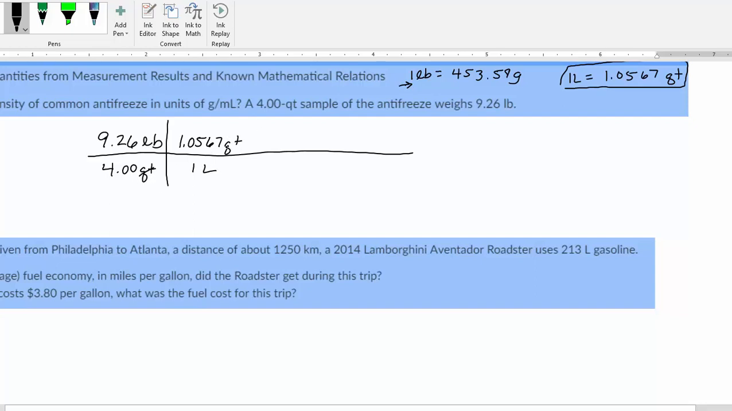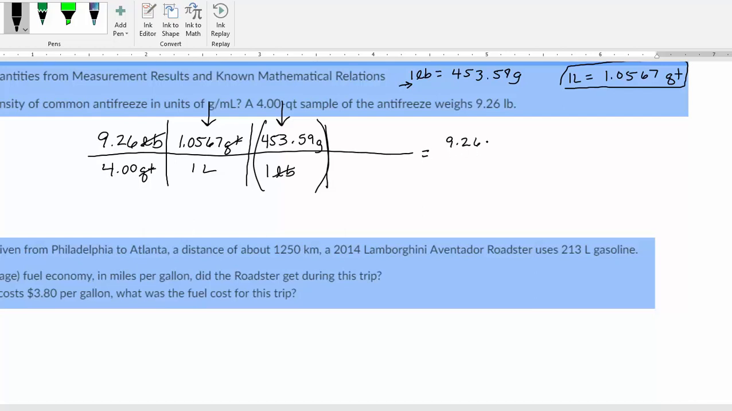Now I'm going to convert my pounds into grams. Remember, between each of these fence posts here, we have an equivalency. So this and this, they are different, but they are their own equivalency expression. So once I cancel out my pounds, then I'm left with grams. So what I have left to do is multiply 9.26 times 1.0567 times 453.59, all divided by 4.